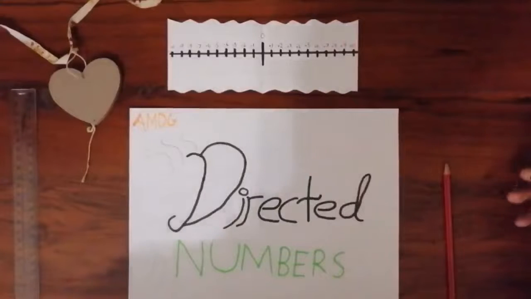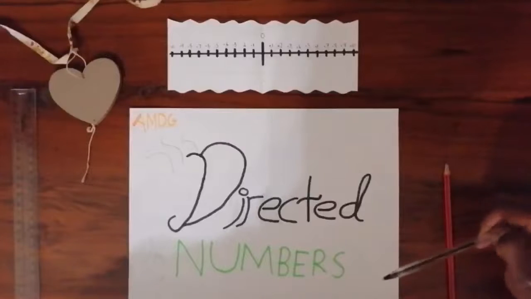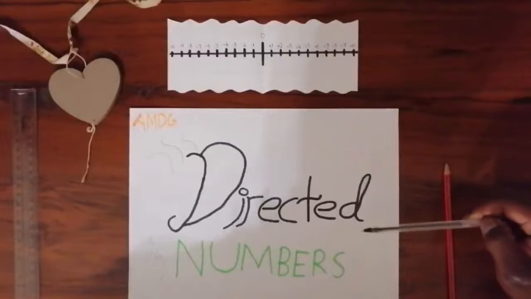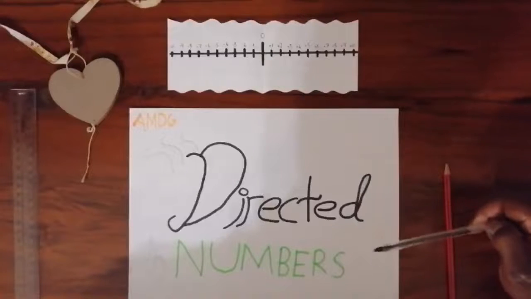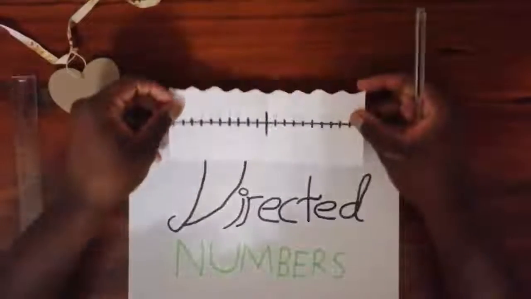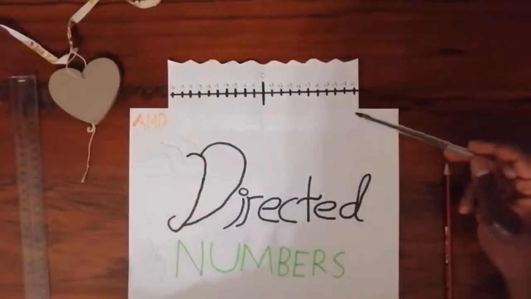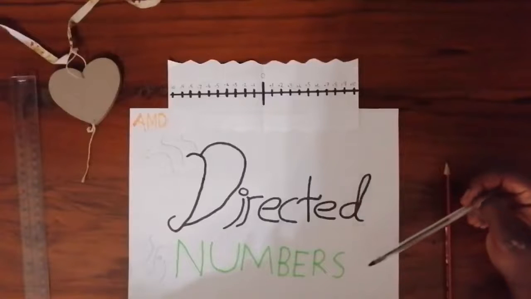I hope this video has helped you in understanding what a directed number is. As a quick summary, a directed number is a number with both magnitude and direction. I hope you are now familiar and appreciate the importance of a number line, as this will help and guide you throughout all your operations with directed numbers.